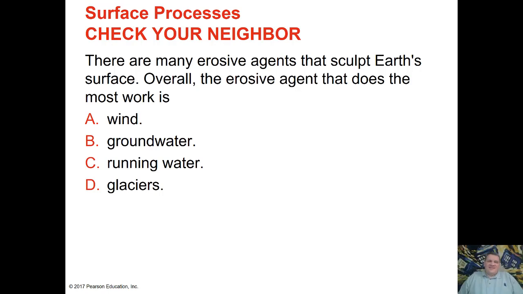All right, so the correct answer is C, running water. Okay, so wind does a little bit, but only in very specific circumstances. Okay, groundwater actually doesn't do that much to erode, meaning transport sediment. It travels through the material, and in some places it can dissolve, but overall it's not moving material that well. It's true that glaciers are very effective at erosion, but there just aren't that many glaciers today. So the best answer is actually C, running water from streams and rivers.